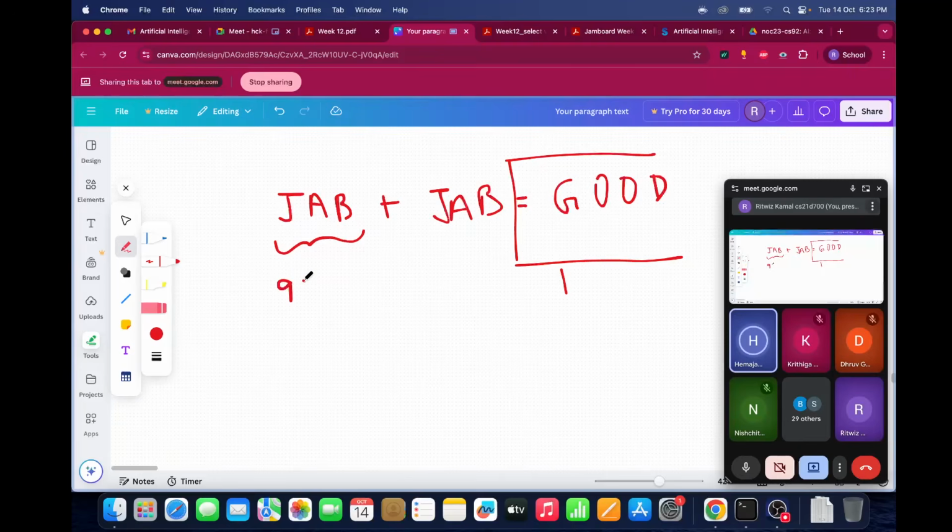What's the immediate integer after 98? 8, right? And then after 8, 7. So the maximum number that we could get out of JAB is 987, correct? Now if we do 987 plus 987, what do we get? 1974.